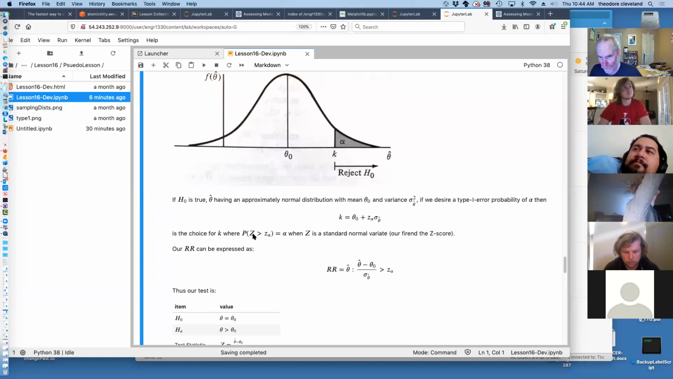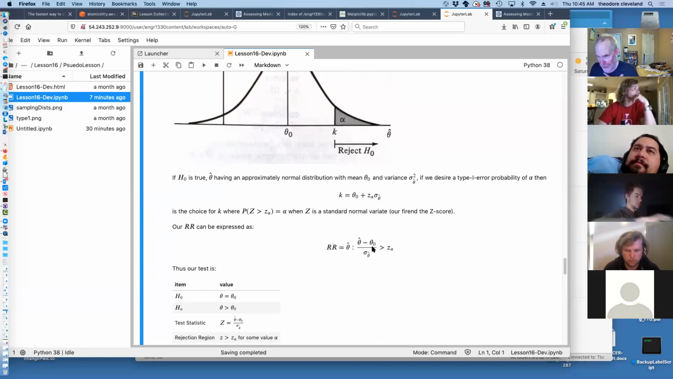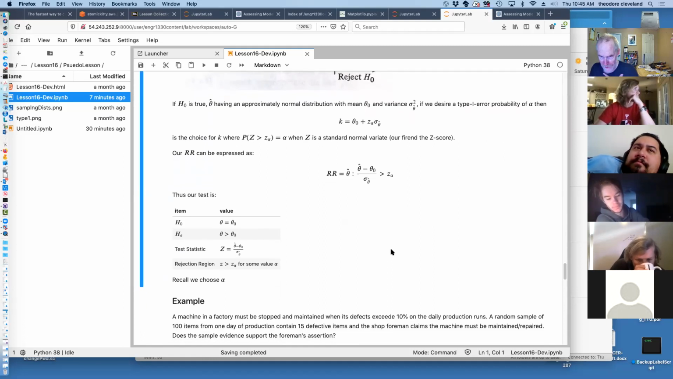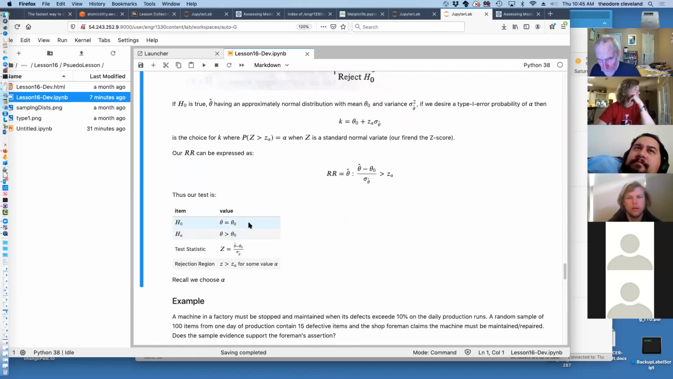So that's the choice for K when we want the probability that our z score is bigger than z sub alpha, where z is our standard normal variate, our old friend, the z score. So now our rejection region can be expressed as: theta hat minus theta sub zero divided by the standard deviation of the estimator. If it's bigger than a z score at a probability of alpha, we reject. So now our test becomes a little bit more concise. Null hypothesis, theta equals theta zero, alternative bigger than. Our test statistic is now the z-score of the estimate minus the target divided by the standard deviation of the estimates. Our rejection region occurs when our test statistic z is bigger than z sub alpha for some value of alpha. And remember that we get to choose alpha.